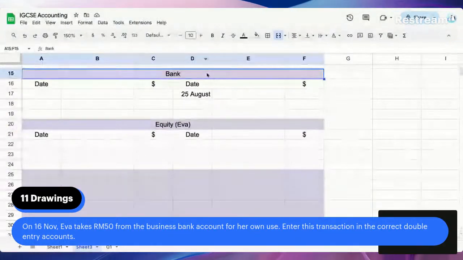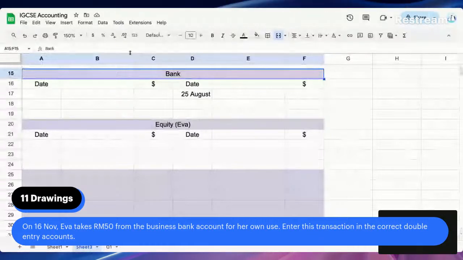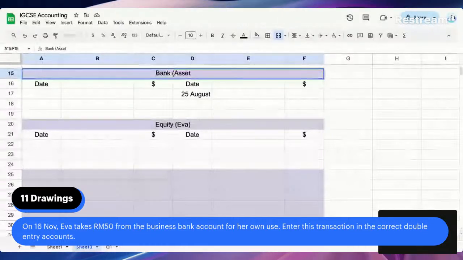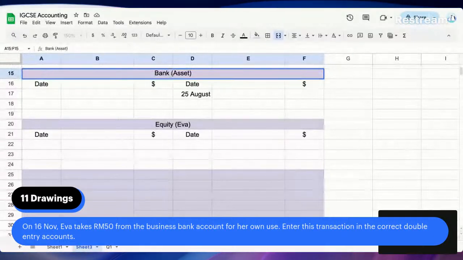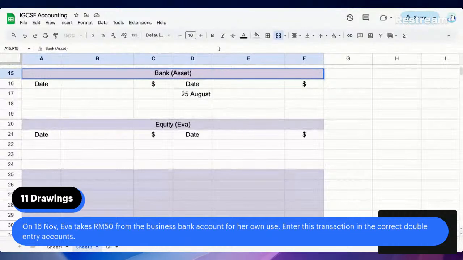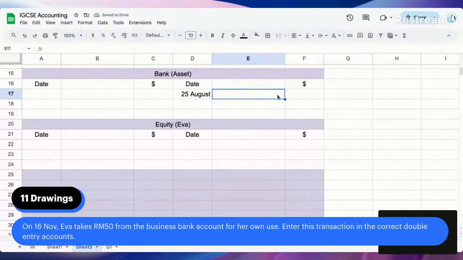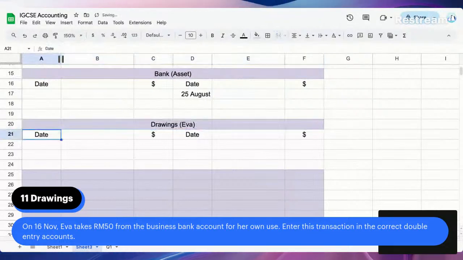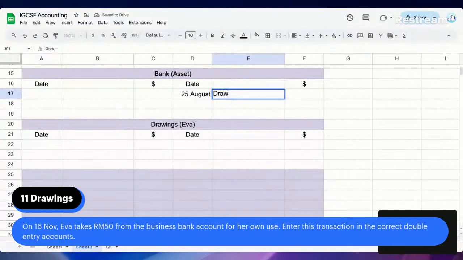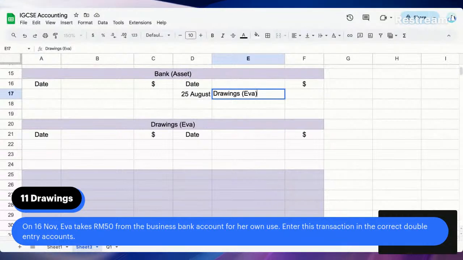Remember, I keep repeating that bank is actually an asset. So when the asset is reducing, it means that it's credit. So credit is here, and then what is the purpose? Sorry, not equity, it's drawing. So you have to indicate that this is drawing, and this is Eva, which is the boss.